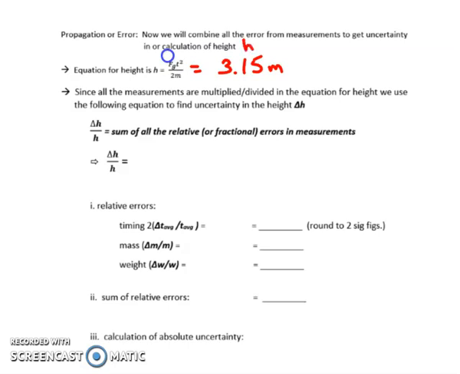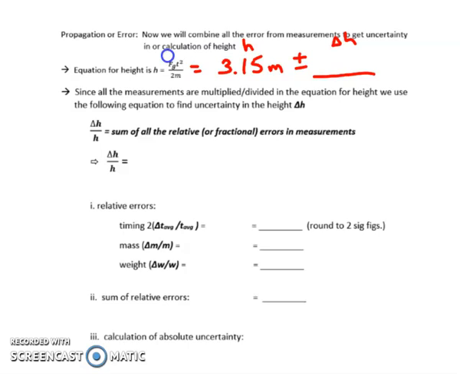What we now have to figure out is what's our plus or minus value. In other words, delta H. What's the absolute uncertainty in our height? Hopefully it's small. I'm going to guess ours isn't going to be because of the timing issues, but that's why I did all this, so we can work this all out.